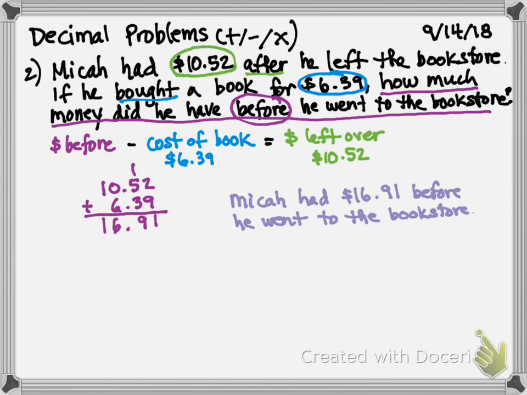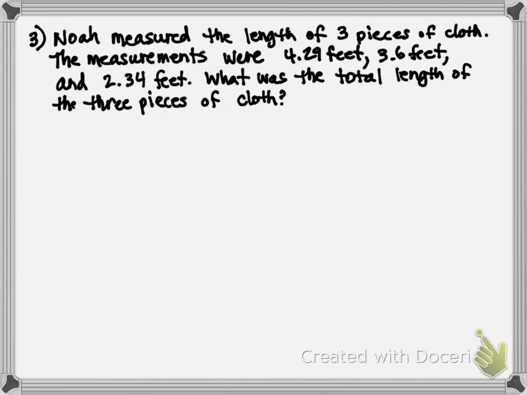So remember, you are not copying these notes down. You're just watching and getting a feel for them. All right, now I already pre-wrote the problem. So let's go to the second page and the second problem. This was problem 3 on the worksheet. Noah measured the length of 3 pieces of cloth. The measurements were 4.29 feet, 3.6 feet, and 2.34 feet. What was the total length of the 3 pieces of the cloth?